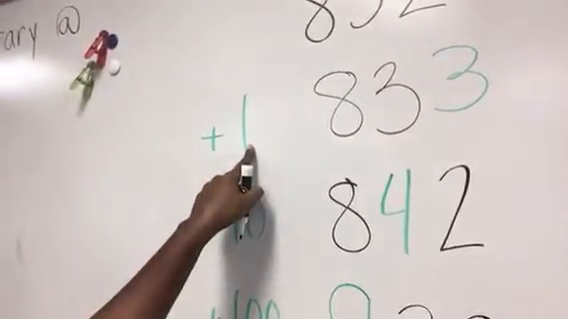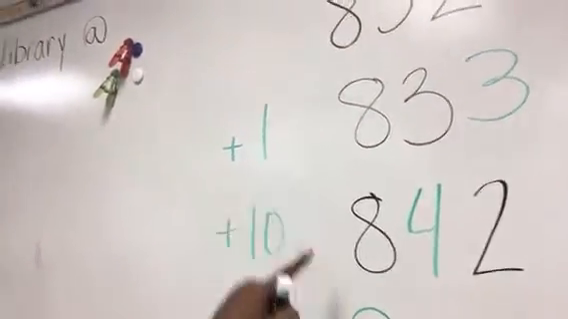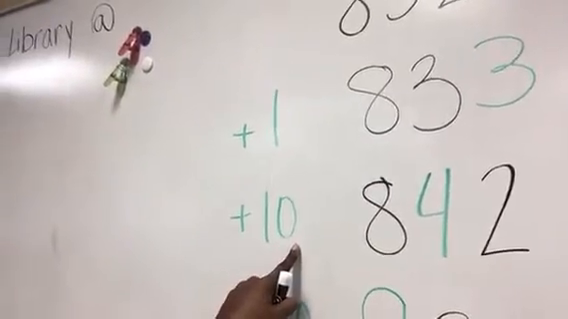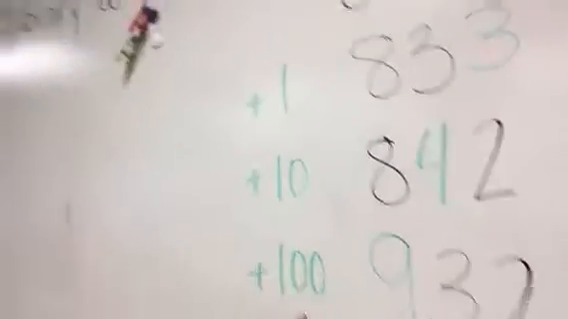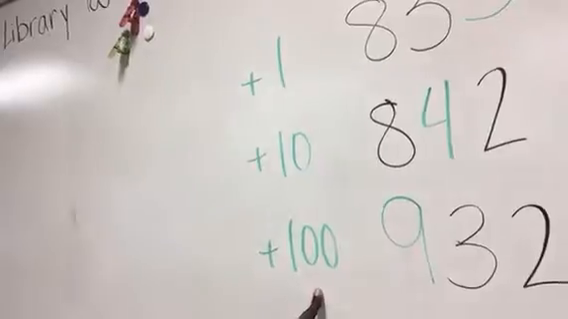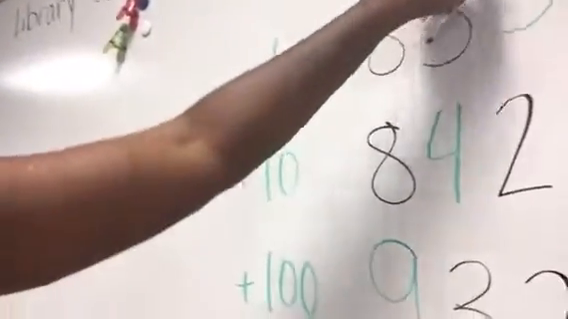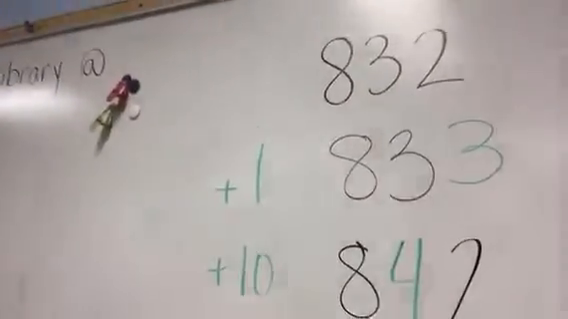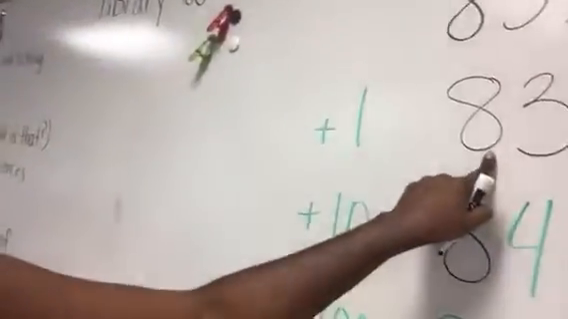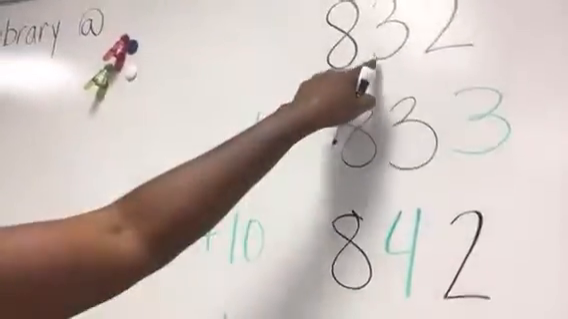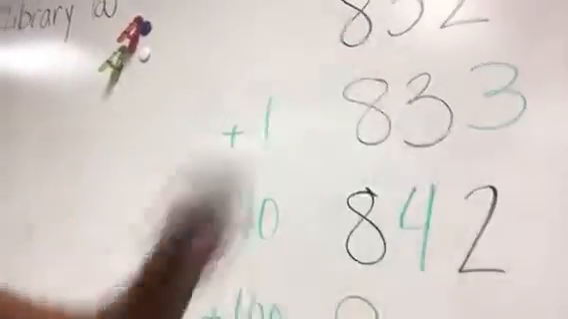So adding 1, 833, adding 10, 842, and adding 100, 932. Notice that I added everything to the 832. We had a little confusion about that earlier today when we did math. I'm not adding 10 to this number. I'm adding it to my original number.